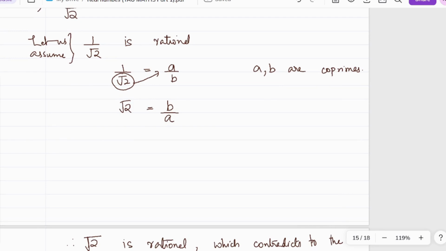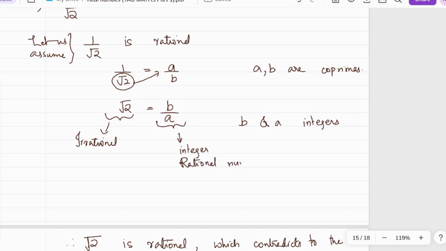If root 2 equals b by a, this LHS is what? LHS is an irrational number, right? We know root 2 is irrational. And we already know that b and a are integers. If b and a are integers, that means the value of b by a is also not an irrational number. It's going to be a rational number. Clear?